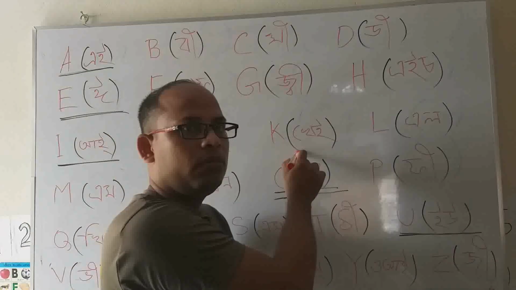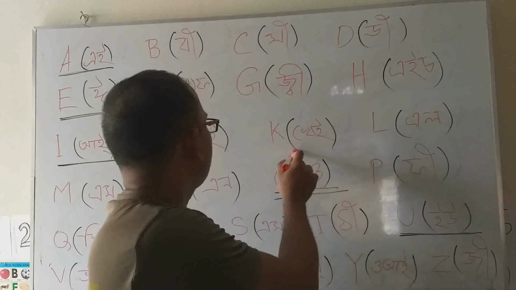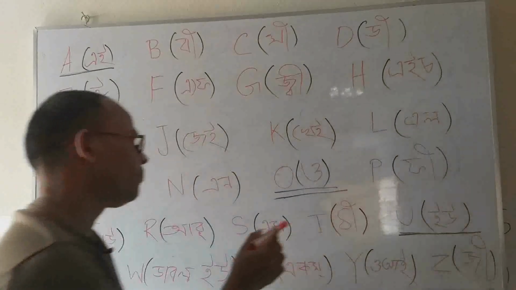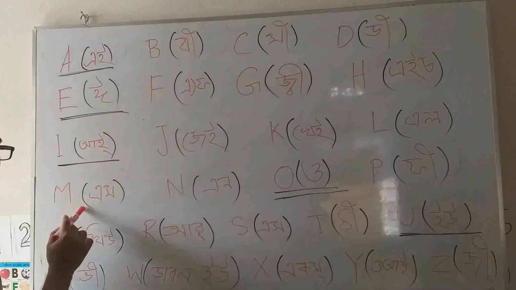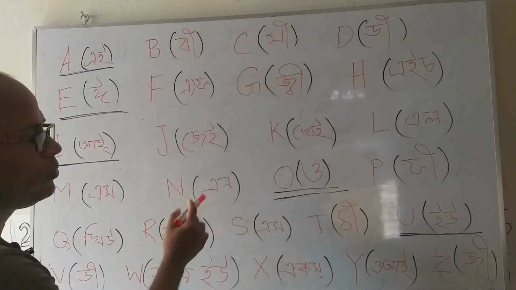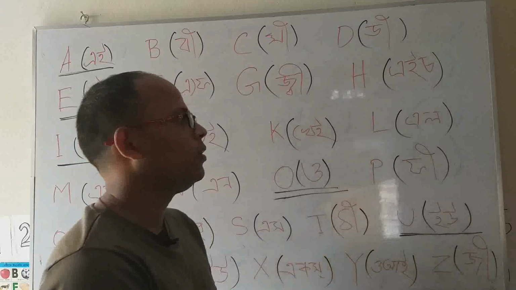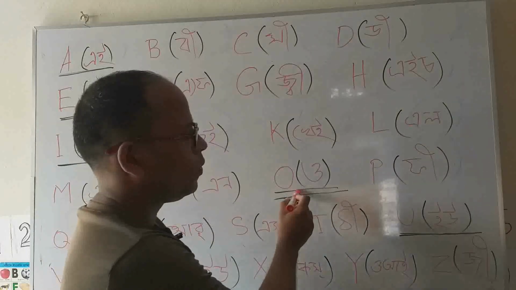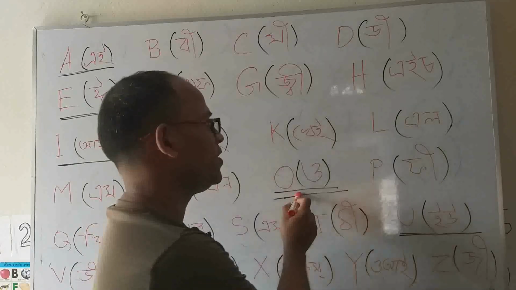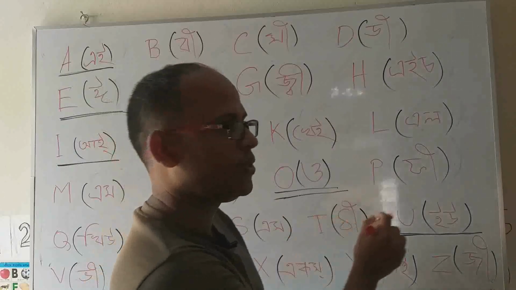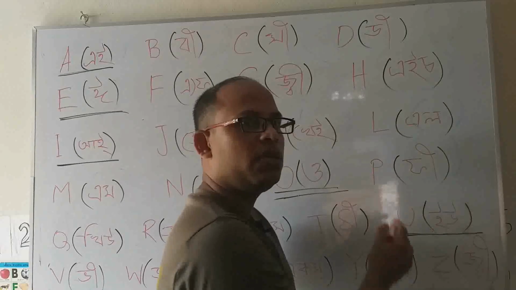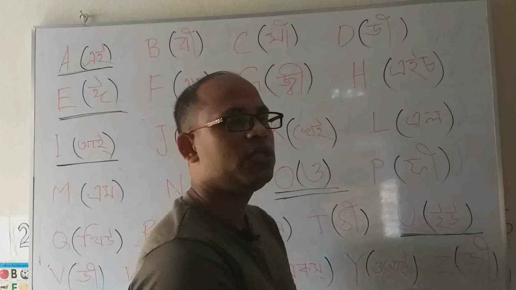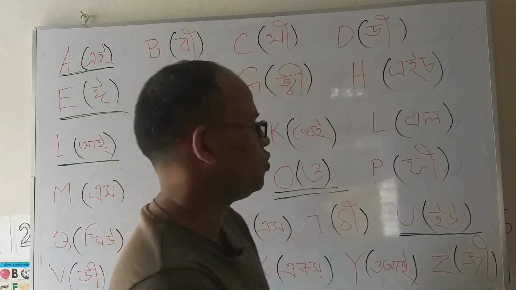K, similarly as J. L, M, N. These three letters need less emphasis to pronounce. O, similarly as the previous three letters. P, you need more duration and emphasis, and a little bit of a pop sound will come through the lips.